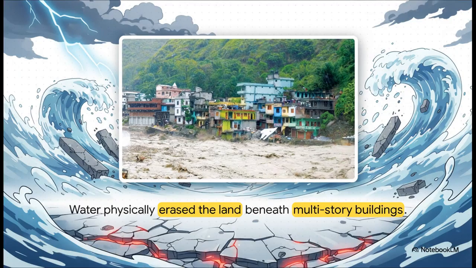Honestly, seeing entire blocks of urban infrastructure, we're talking multi-story concrete buildings here, violently collapsing into raging river currents, makes that massive 40 billion rupee price tag horrifyingly easy to understand. The water didn't just flood these towns, it physically erased the very land they were built upon.